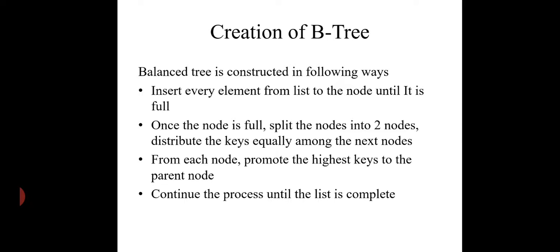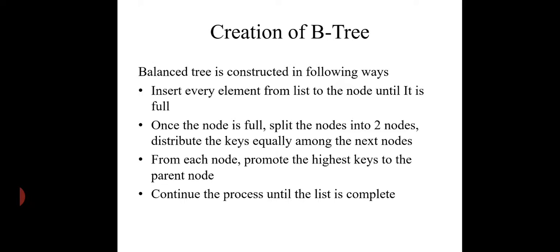See here, once the node is full, split the node into 2 nodes. Distribute the keys equally among the next nodes. As I told, if the order of that B tree is 4, you have already inserted 4 elements. If you want to insert the 5th element, the node is full, so you need to split it into 2 nodes and distribute the keys equally. Suppose we are using order 4, after splitting you distribute 2 elements to each node.